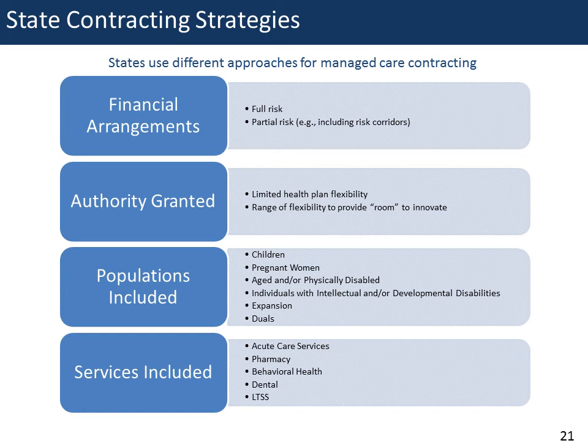And then they can also vary on the services that they include in managed care contracts. Typically, they would include acute care services, but oftentimes you'll see where pharmacy or behavioral health or dental can be either carved in or carved out of those and managed separately in some cases. And as we mentioned earlier, long-term supports and services has become an increasing focus area for managed care contracting.